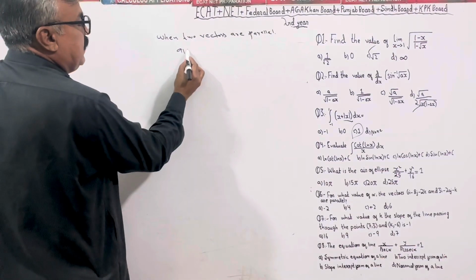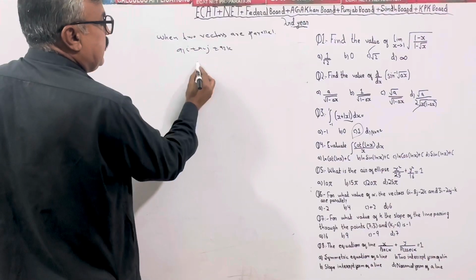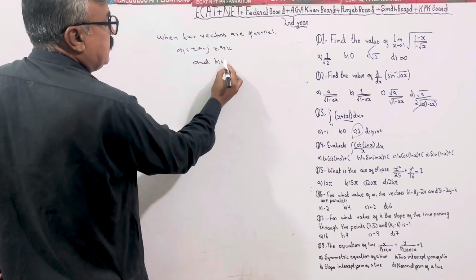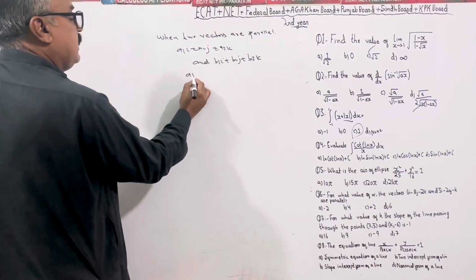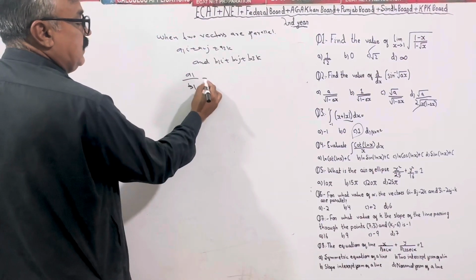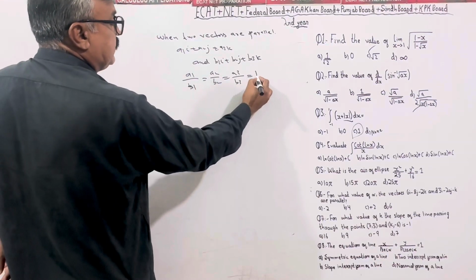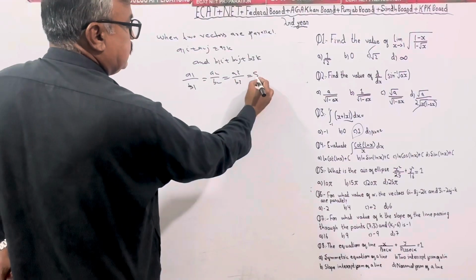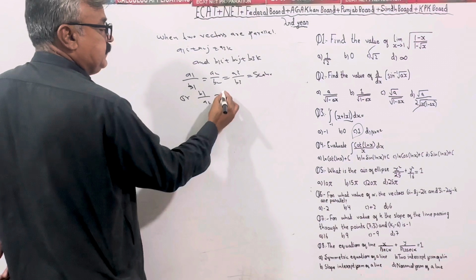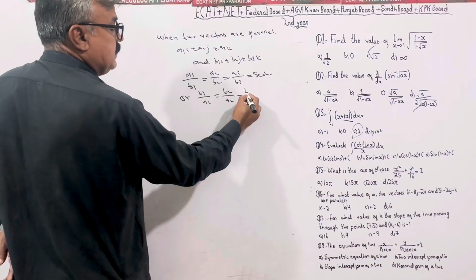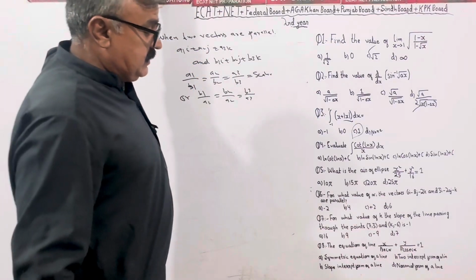let me give you a good idea. Take A1 i, A2 j, A3 k, and B1 i, B2 j plus B3 k. Their corresponding ratios are equal: A1 upon B1, A2 over B2, A3 over B3 is equal to the same value, any scalar. Or one can write B1 over A1, B2 over A2, B3 over A3. These ratios are identical.